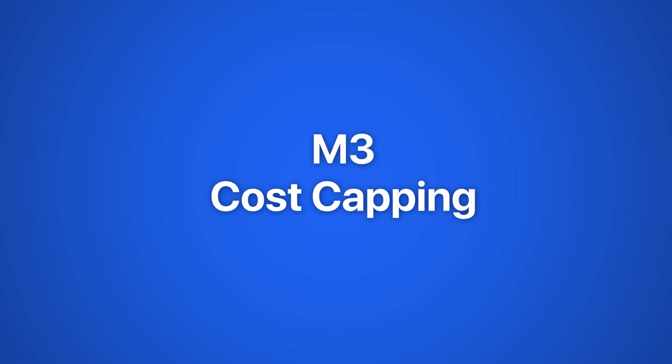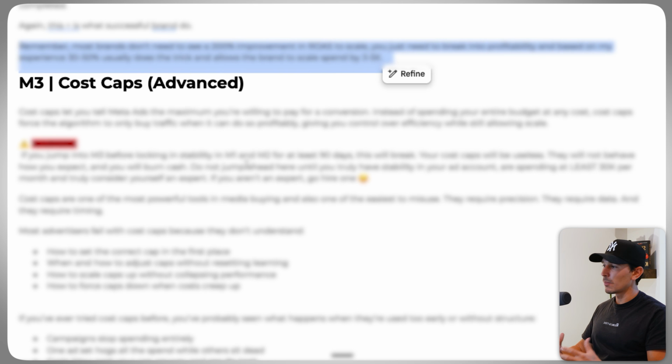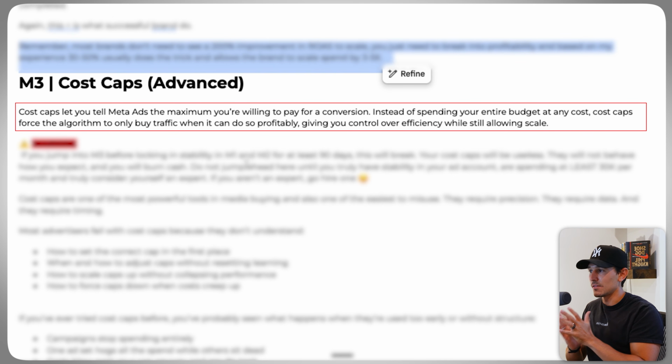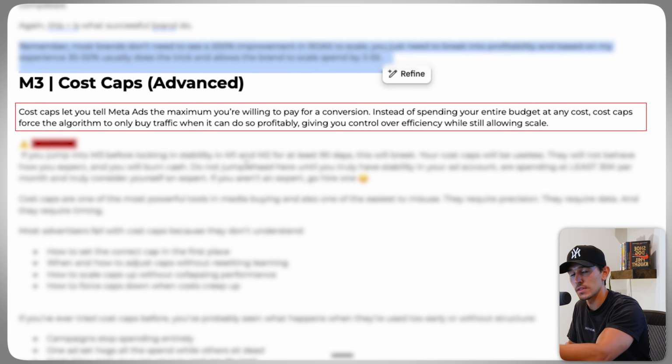The last part of the M3 method is called cost capping. Now, cost caps, a lot of people know them. There's a lot of good, there's a lot of bad about cost caps. This is truly legitimately advanced. Cost caps let you tell Meta the maximum amount you're willing to spend for a conversion. And if it cannot achieve that cap, it should, big emphasis on should, reduce your ad spend and not spend until it can achieve that cap again.